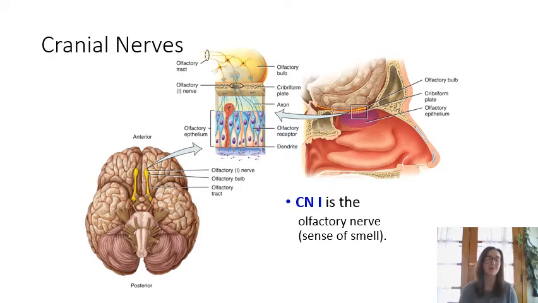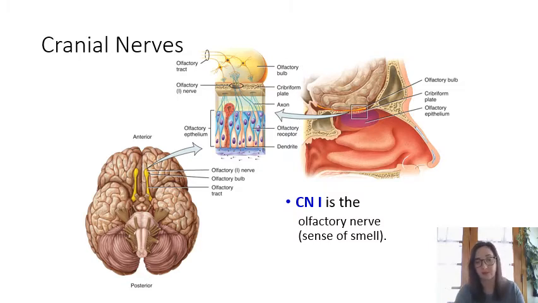All right, so starting off with cranial nerve number 1. Cranial nerve number 1 is called your olfactory nerve. The olfactory nerve is sensory for smell. So that means this is the nerve that's responsible for delivering sensory information that comes from your nose. So any kind of chemical that you inhale through your nose, any particle that comes in through your nose.